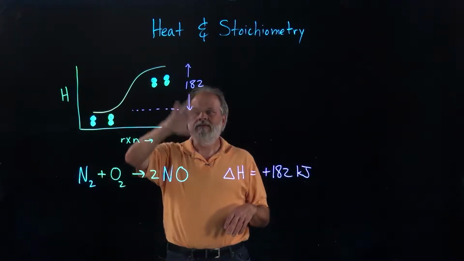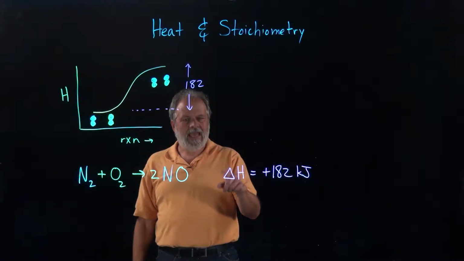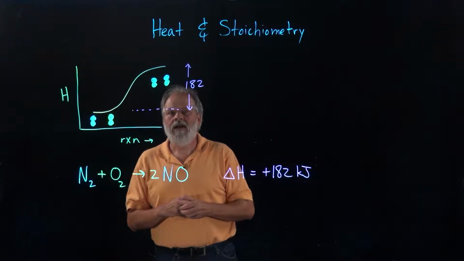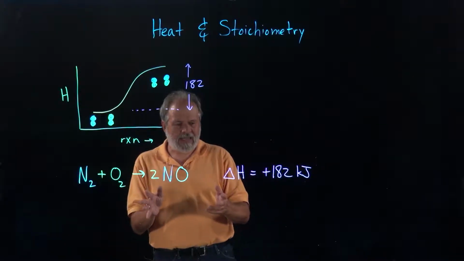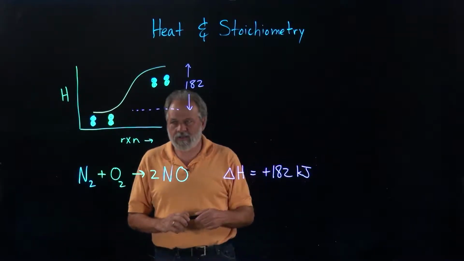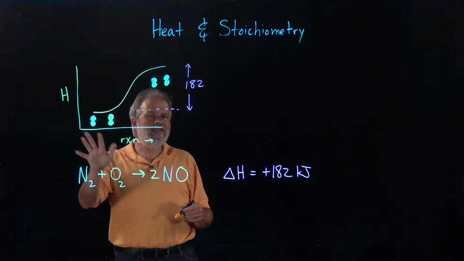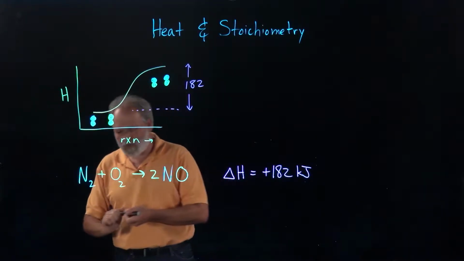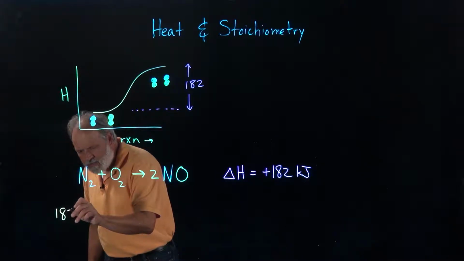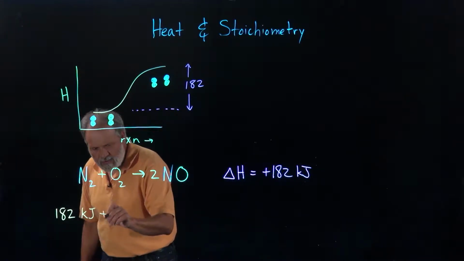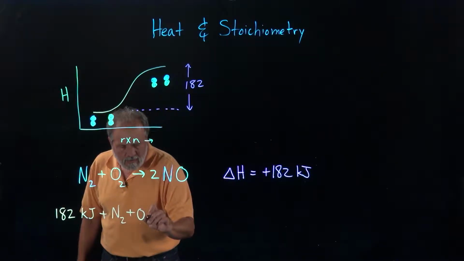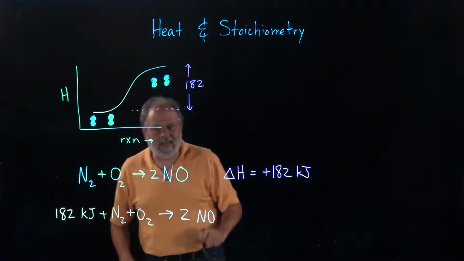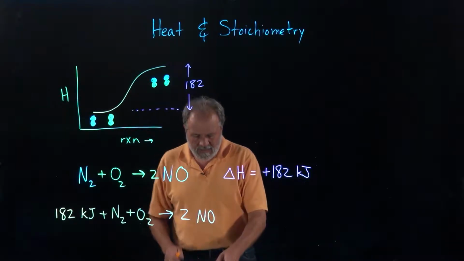And so in the reaction, H has changed by 182, positive. And the units are going to be kilojoules. Now, another way of writing this reaction is to write this as part of the reaction. If you want to think about it, 182 kilojoules has to be put into the system to get it to here. And so you can think of it as a reactant. So you might see 182 kilojoules plus N2 plus O2 goes to 2NO. This and this are really saying the same sort of thing, just in different ways.